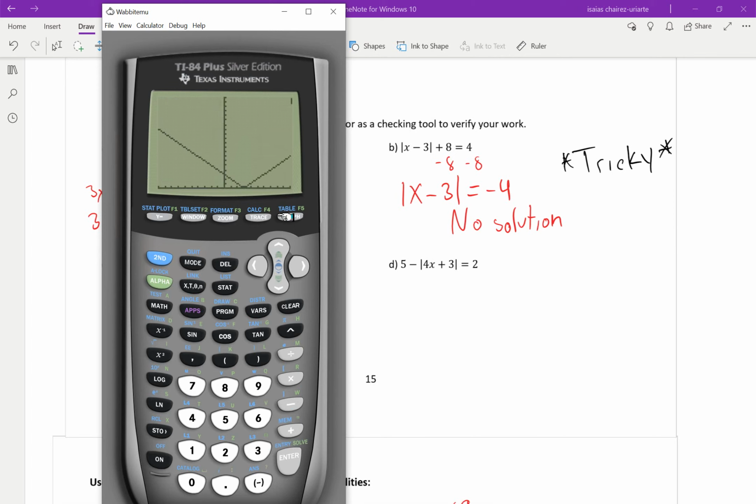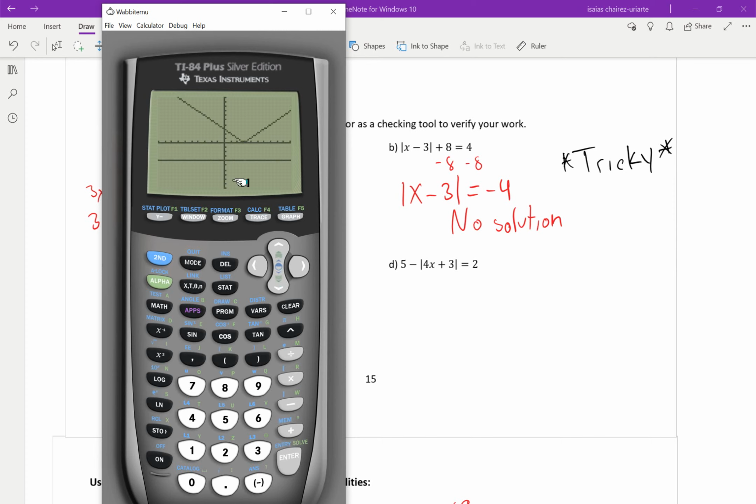Now I gotta change my window again because I had to change it just a second ago. So I hit zoom, and then there's an option here called Z standard. The Z standard option is just your regular window that goes from negative 10 to 10 on both the x and y axis. This is kind of a shortcut so that you don't have to manually change the negative x coordinate, the positive x coordinate, negative y coordinate, positive y coordinate. So that's Z standard. That puts me on my regular window.